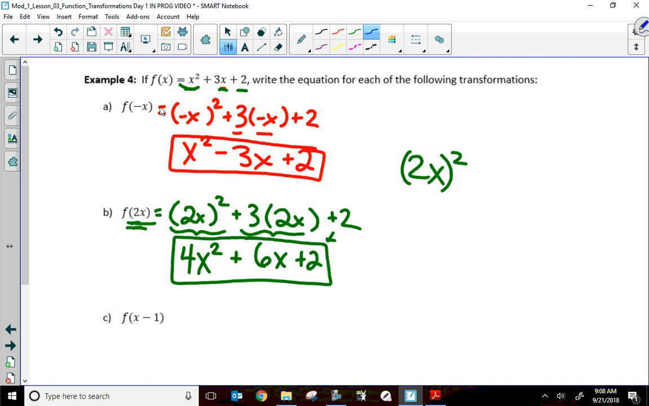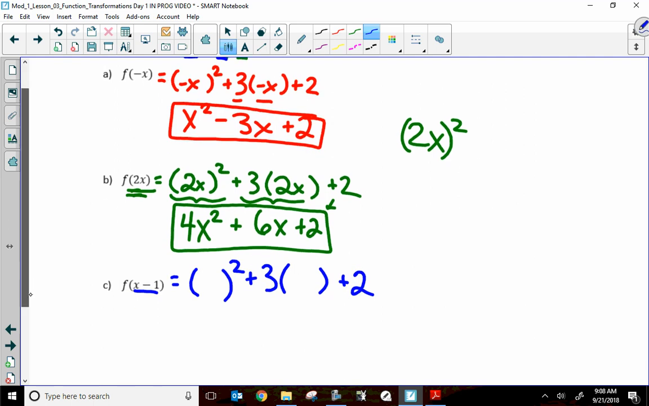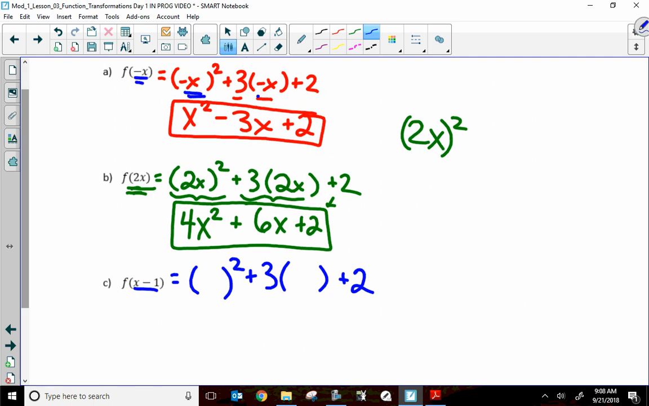Now, for some reason, this throws a lot of my students off. But if you do things the way I'm modeling them for you, it takes out any uncertainty. Let me explain. Again, wherever there's an x, I'm putting parentheses. So it's x squared plus 3 times x, plus 2. All I'm doing, just like here, I threw a negative x in. Just like here, I threw a 2x in. I'm throwing an x minus 1 in.